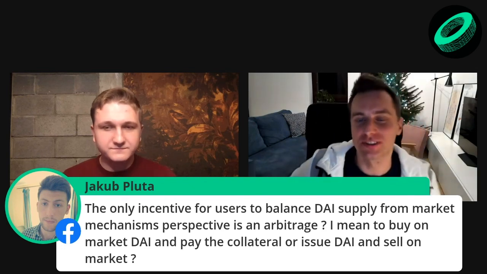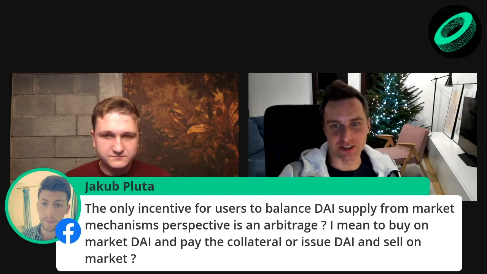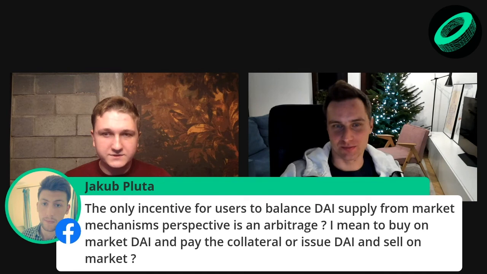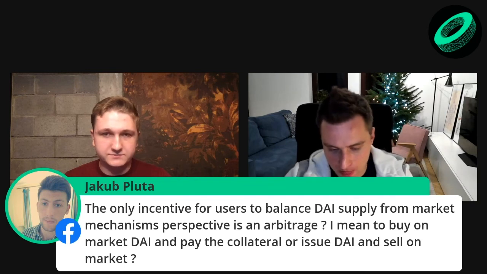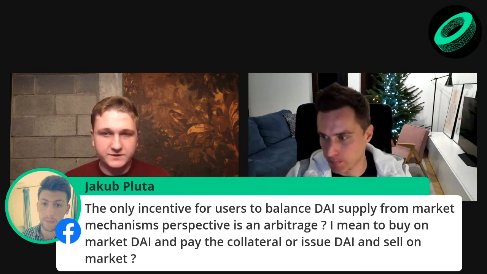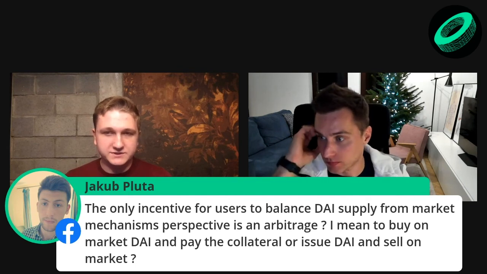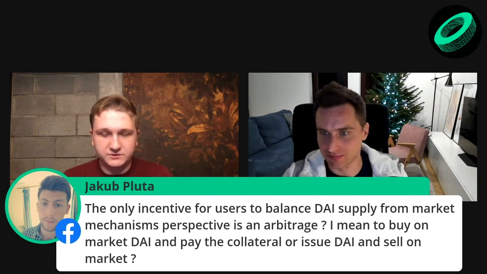The only incentive for users to balance DAI supply from a market mechanism perspective is arbitrage. I mean, to buy DAI on the market and pay the collateral, or issue DAI and sell on the market. I'm not sure if you follow the question. Yeah, that is basically true. And that is called a soft peg. It's not the hard peg that some other stable coins have. For example, let's compare DAI to USDC. With USDC, you have a US legal entity, and you can transfer USD to it, and it issues USDC at a 1-to-1 rate. And then you can also redeem those USDC for USD and get US dollars back.